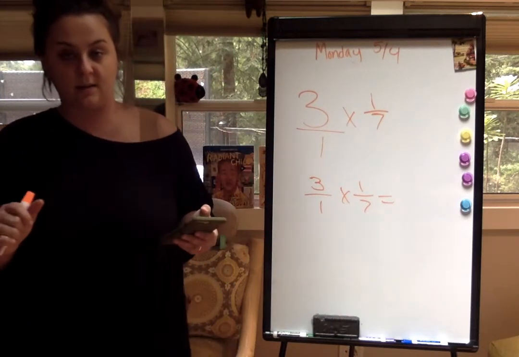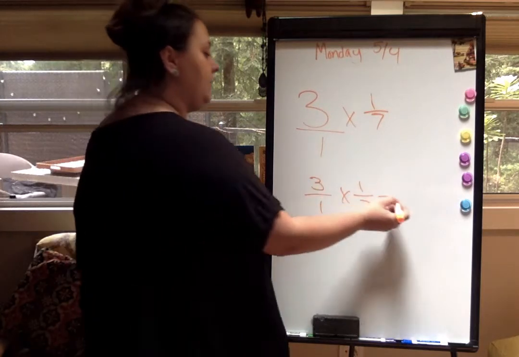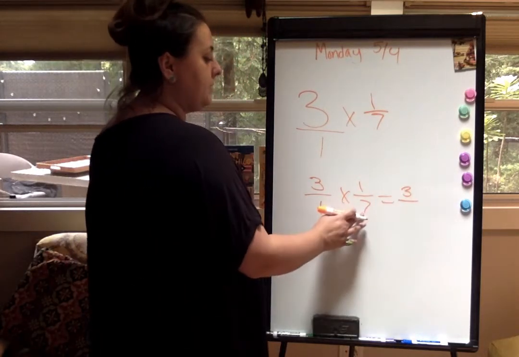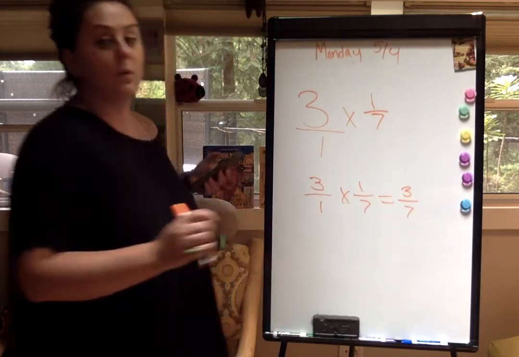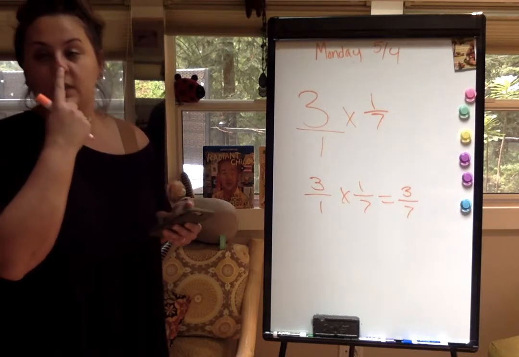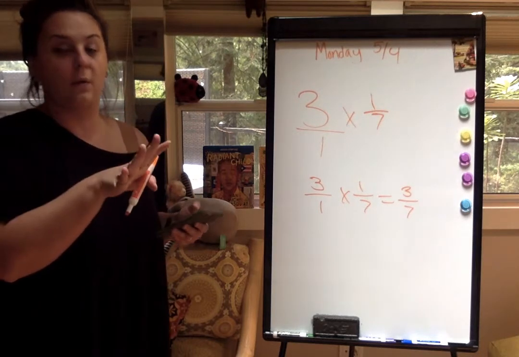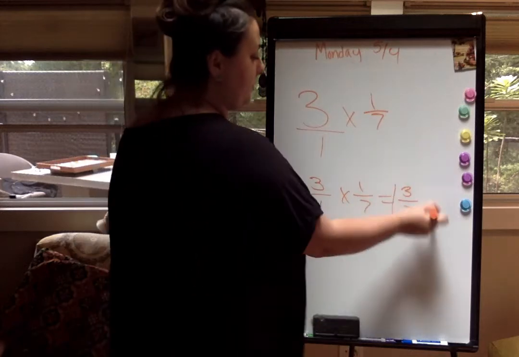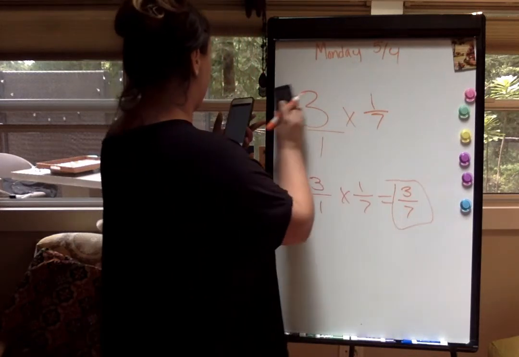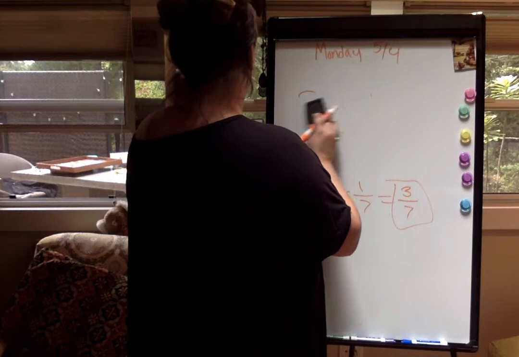Multiply straight across. 3 times 1 is 3. 1 times 7 is 7. I think to myself, can I reduce this? No, nothing goes into both of them, so this is your final answer.